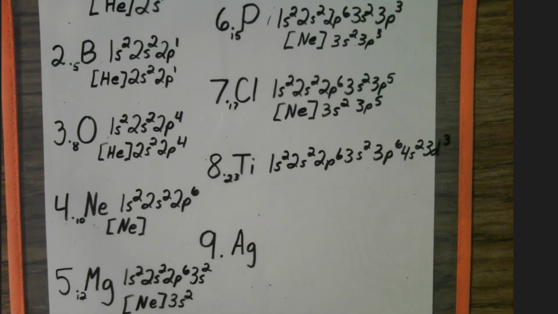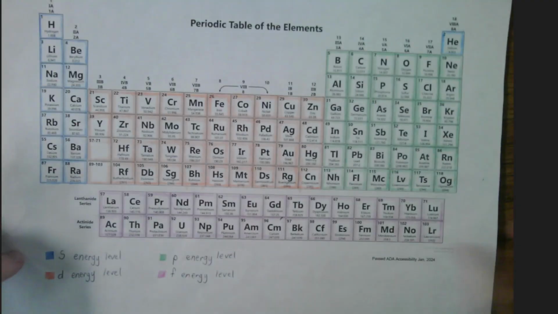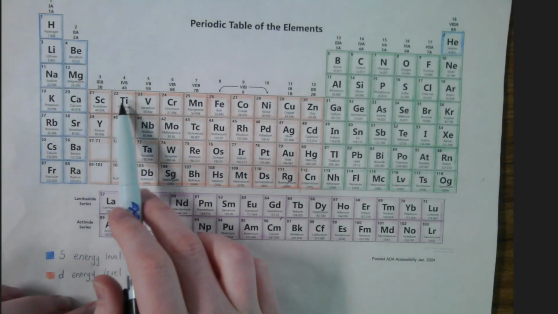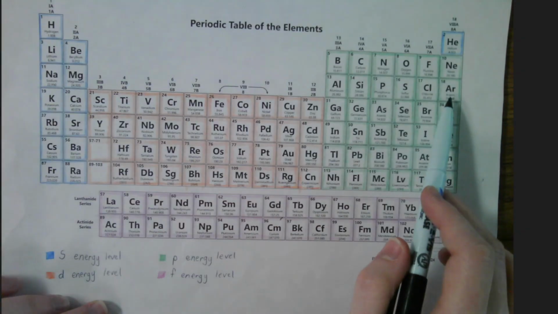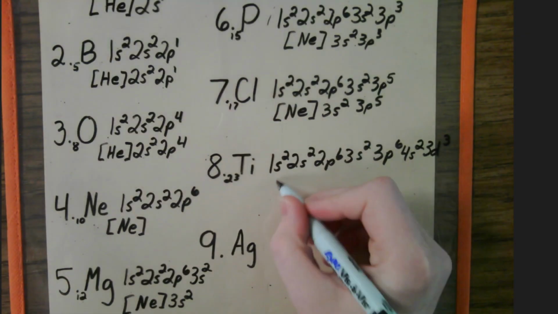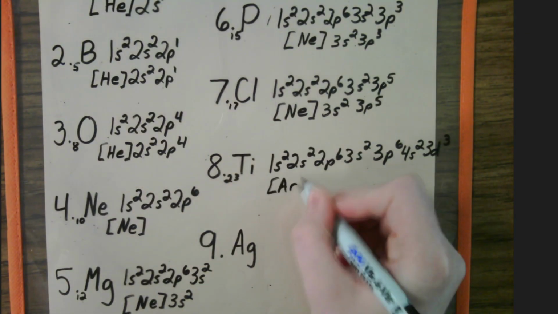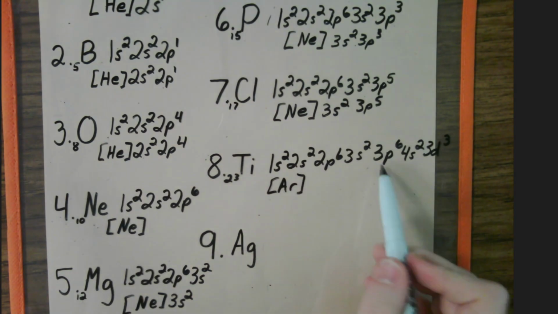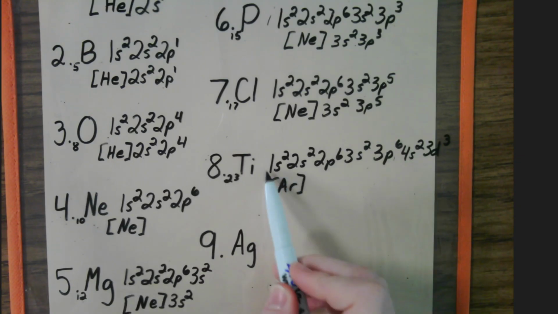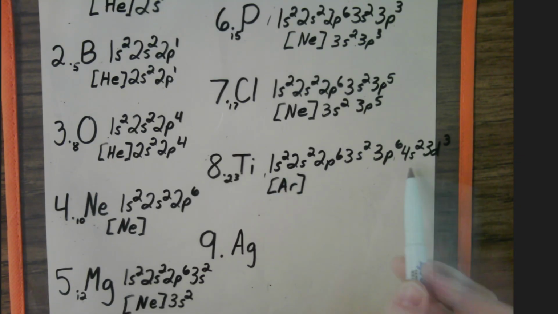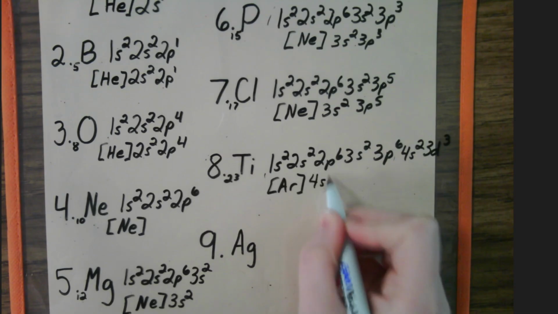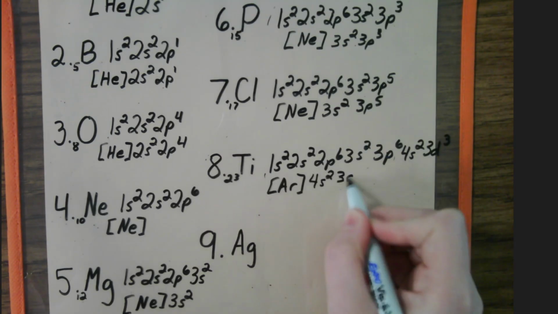3d3. All of that added together should be equal to 23. Now for our noble gas notation. When we look at titanium, which is here, we're going to go backwards all the way to, look at that, it's argon. Argon is the lucky winner of this noble gas. Argon, in brackets, is the same as from here to here. So we're going to bring down our 4s2 and 3d3.